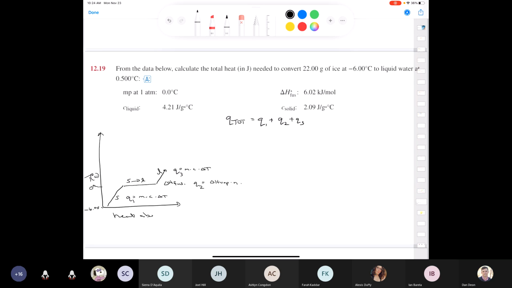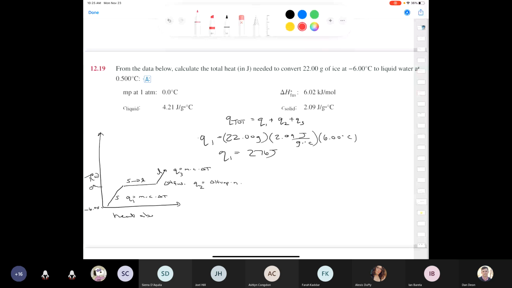Let's plug in some numbers. Let's do each one separately because I'm running out of space on this piece of screen. So let's do Q1 first. It's going to be the mass, 22.00 grams, multiplied by the specific heat capacity for ice, which is 2.09 joules per gram degrees Celsius, and then delta T is the final temperature, 0 subtract -6, which gives us 6.00. I just do that in my head. And when you punch that in your calculator, you get that Q1 is equal to 276 joules.